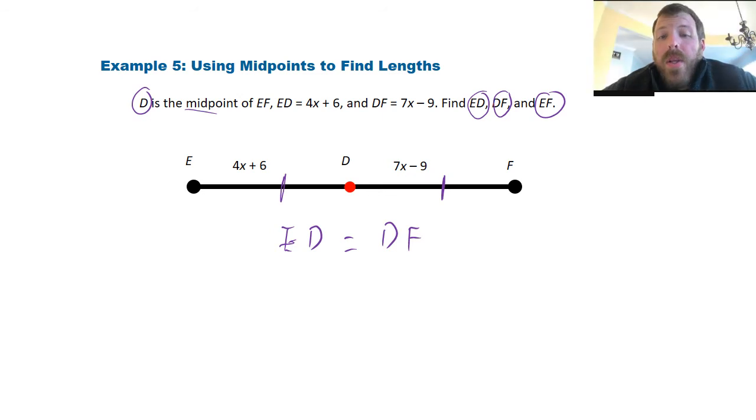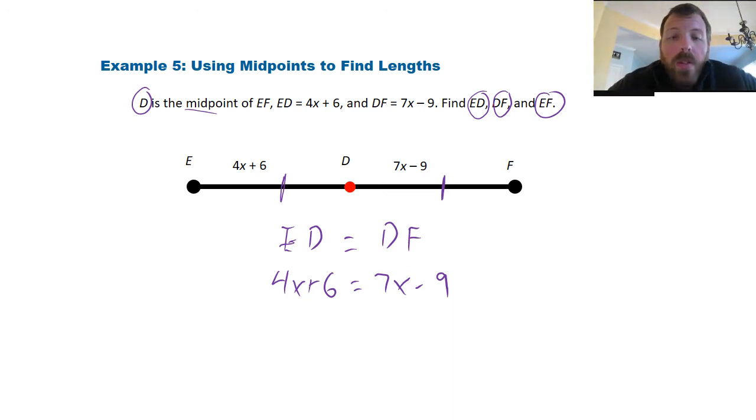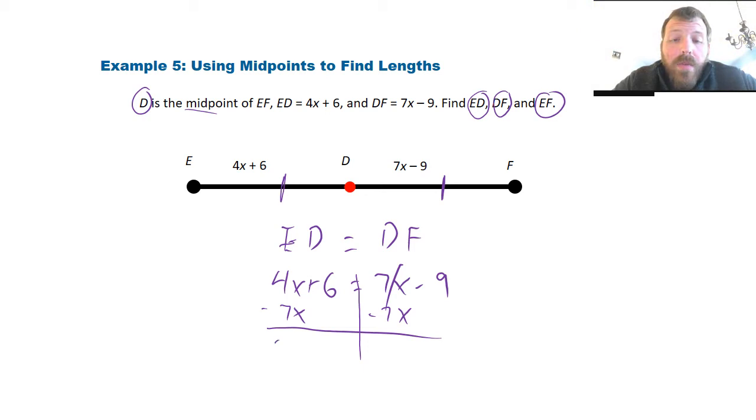All right. So ED is equal to DF, right? So that means 4x plus 6 is equal to 7x minus 9. Now we have an algebraic equation that we can solve. To do that, we are going to subtract 7x, which gives me negative 3x plus 6 equals negative 9. Then I'm going to subtract 6 from both sides.